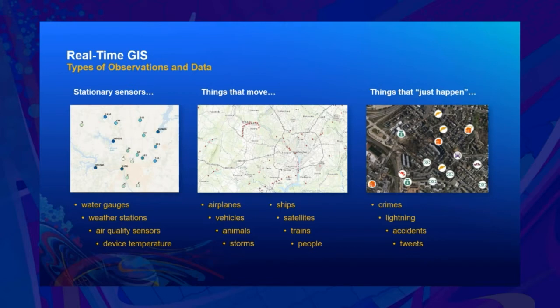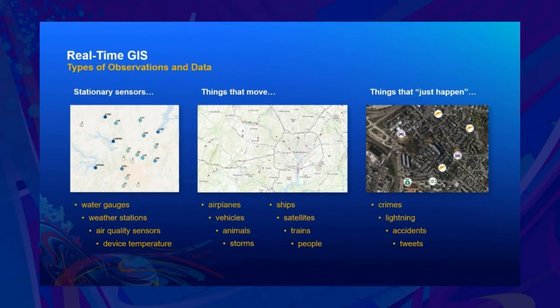But increasingly, with the advent of connected devices and the Internet of Things, real-time data can also take the form of data collected from stationary sensors. So some examples of this might be a water meter or a gas gauge, or maybe data from a weather station. But then, of course, real-time data can also come from things that just happen, such as lightning strikes, accidents, traffic alerts, or tweets.